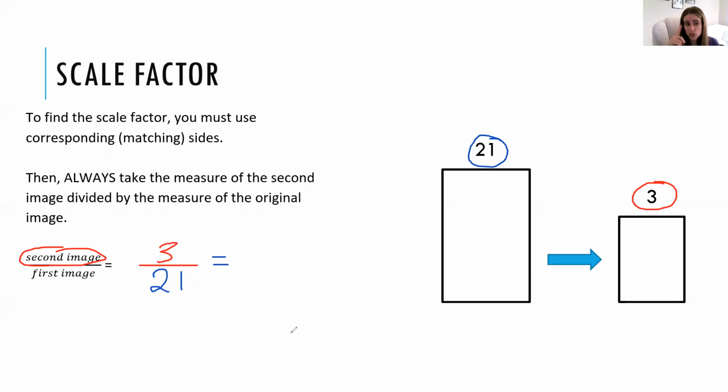So remember, when we reduce fractions, when we simplify, we look for that common multiple. Well, both 3 and 21 can be divided by 3. So 3 divided by 3 is 1. 21 divided by 3 is 7. So our scale factor is 1/7, it is reduced by 1/7.